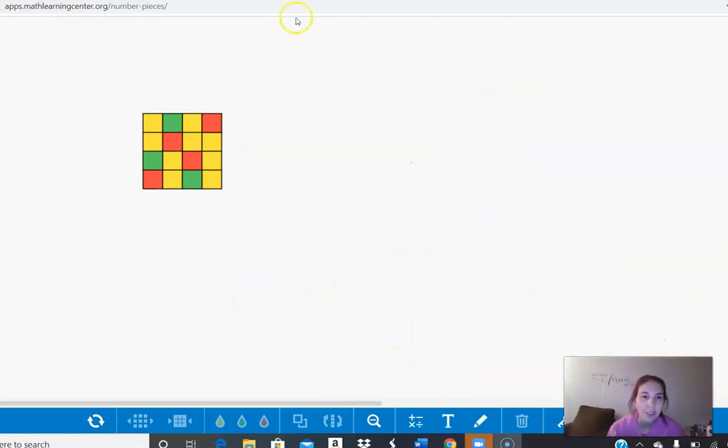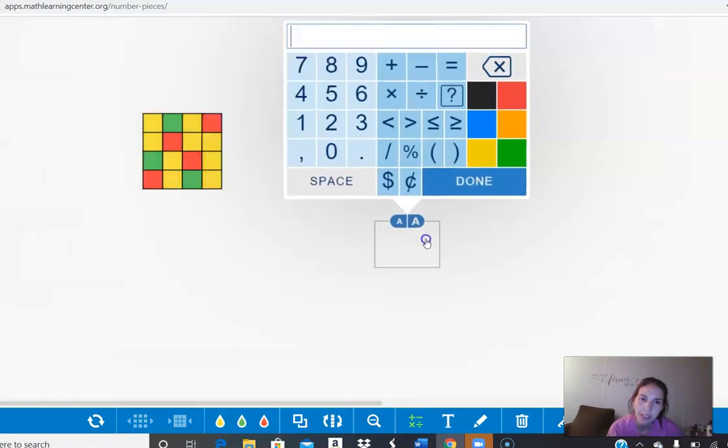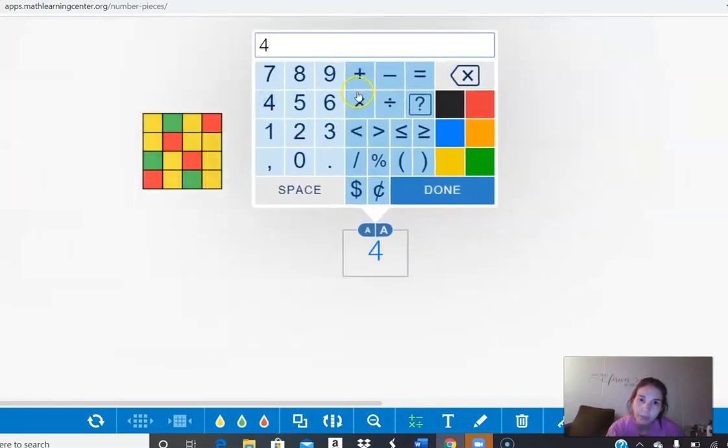Okay, so we have this new setup. And how many rows do we have? 1, 2, 3, 4. And what about columns? How many columns do we have? 1, 2, 3, 4. So we have 4 rows and 4 columns. So our addition sentence would be 4 plus 4 plus 4 plus 4, right? Because we have 4 in each row, and we have 4 rows.